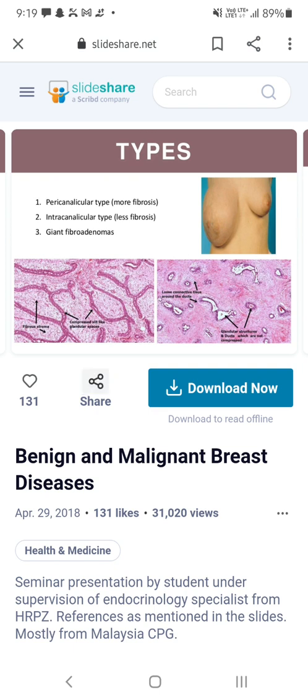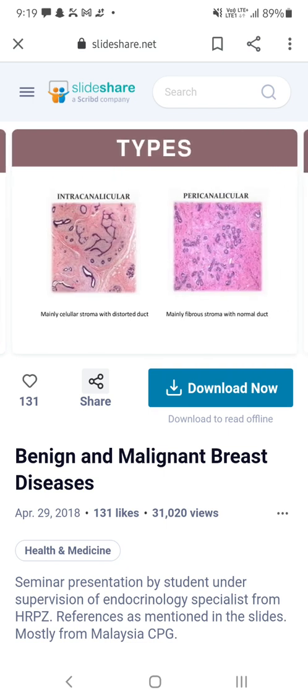See how the breast looks. So these are two types, intracanalicular and pericanalicular. Peri means outside, you can see it outside. Intra means you can see it inside the duct.